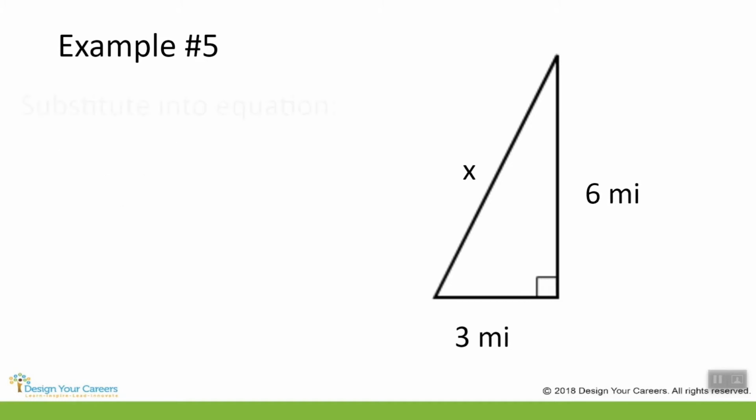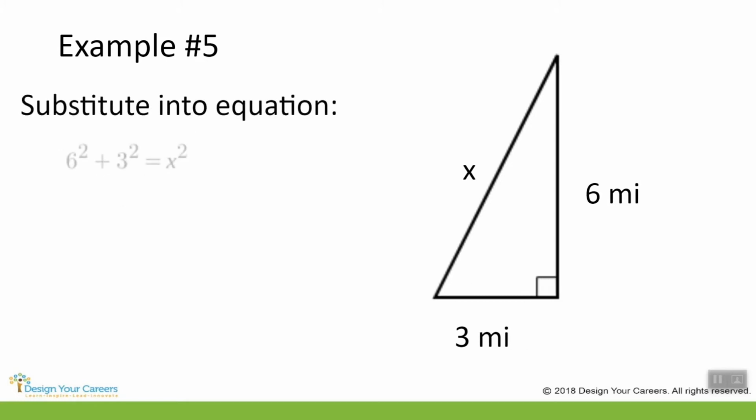So once again, you have to substitute it into the equation. So you have 6 squared plus 3 squared is equal to x squared. And once again, you're finding the hypotenuse. 36 plus 9 is equal to x squared. So therefore, you have x squared is equal to 45.